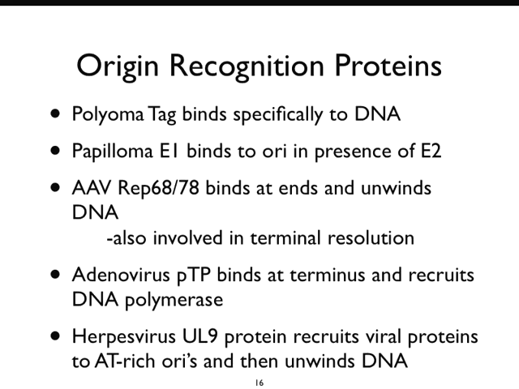So, what are the various recognition proteins? How do they function? Polyoma T antigen binds specifically to DNA. It is a site-specific DNA binding protein. Papillomaviruses use two proteins, E1, which has helicase activity and is absolutely important for origin recognition, but doesn't bind specifically. What it requires is another protein elaborated by the virus called E2. E2 binds to a specific sequence in the viral DNA and allows E1 to come in, and then you can start initiation. So it's a two-pronged attack.